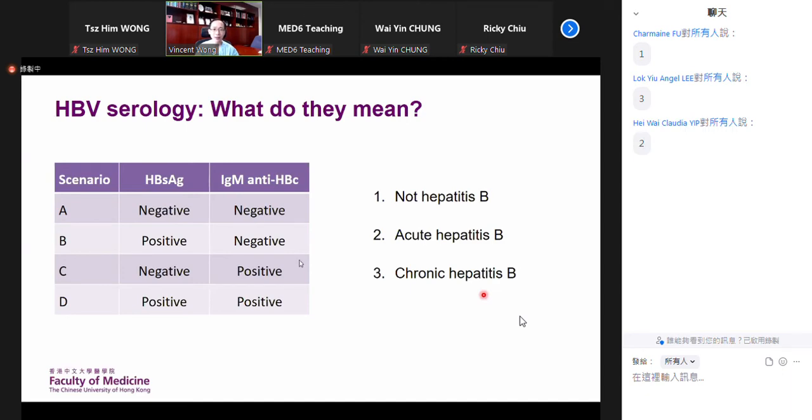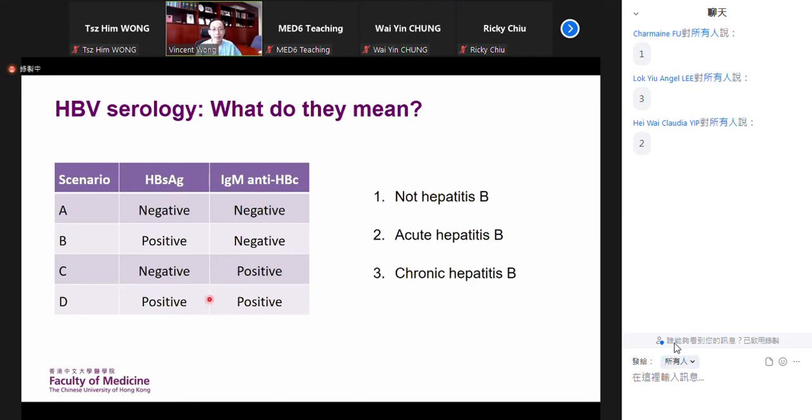Now, finally, this is trickier. What if the patient has both positive surface antigen and IgM anti-HB core? What is it? Okay, anyone, what do you think? Okay, in fact, this is a tricky case.